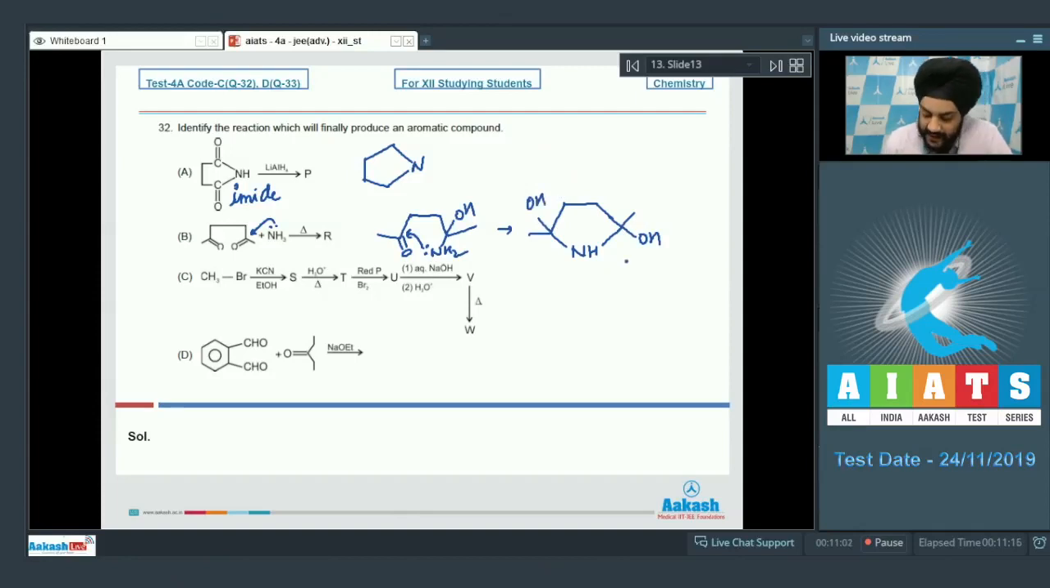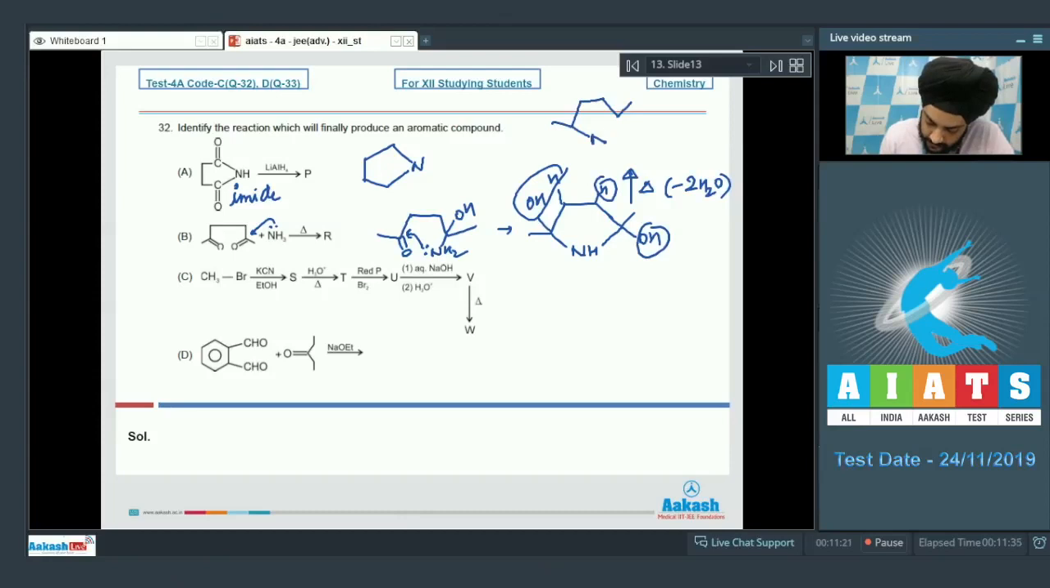Okay, and when this compound is heated, students, there will be dehydration. So there will be 2 water molecules which will be lost from the given structure. So H and OH, and then H and OH from here as well. So this is going to lead to the formation of a substituted pyrrole. So students, we can clearly see that this is an aromatic compound. So option B is correct.